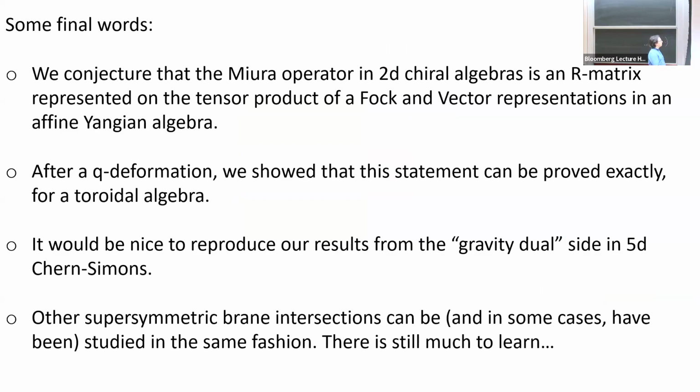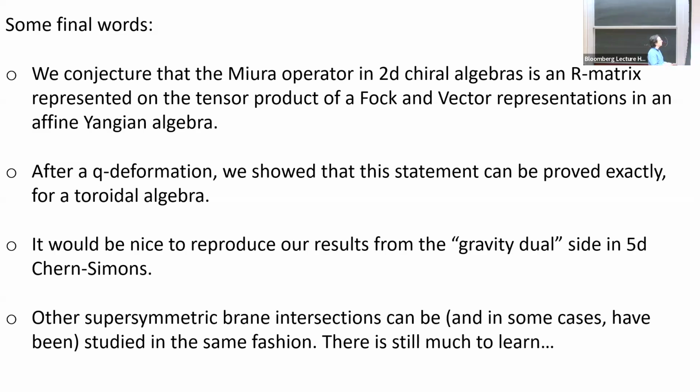So, what do I want to say? We conjecture that the Mura operator in 2D chiral algebras is an R matrix represented on the tensor product of the Fock and vector representations in an affine Yangian. I haven't told you about the representation theory of the affine Yangian, but it turns out to be exactly the same. It has the same representations: Fock, MacMahon, vector. So in fact, it's the natural candidate for exactly what the R matrix on Fock tensor vector should be. It's the Mura operator of the affine Yangian.